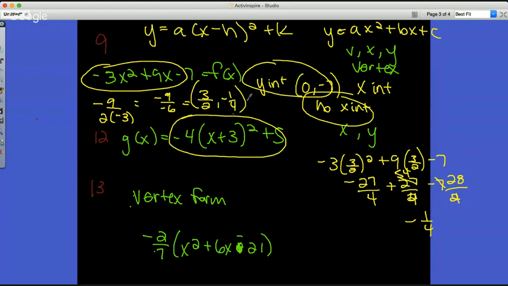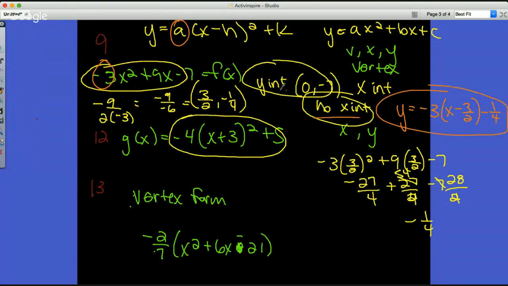So what could I do with this in order to solve for my answer back here and say, what is a? Well, a in standard form is the same as a in vertex form. So I get negative 3 times (x minus 3/2) squared, because of the first value. And then I just subtract 1/4 on the outside, and that's in vertex form with my vertex up. Now my next part is a little bit different.